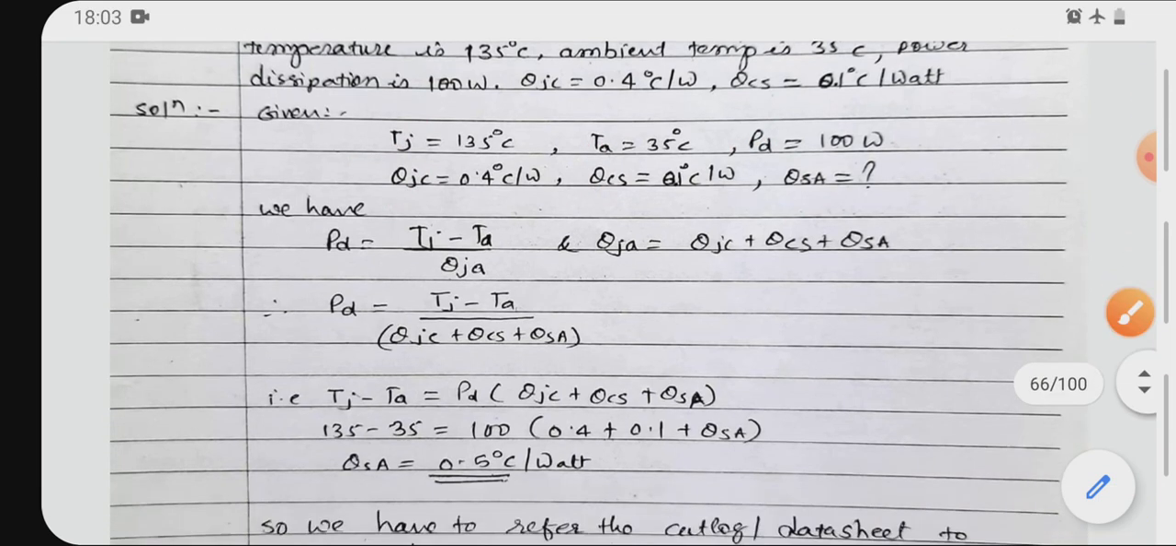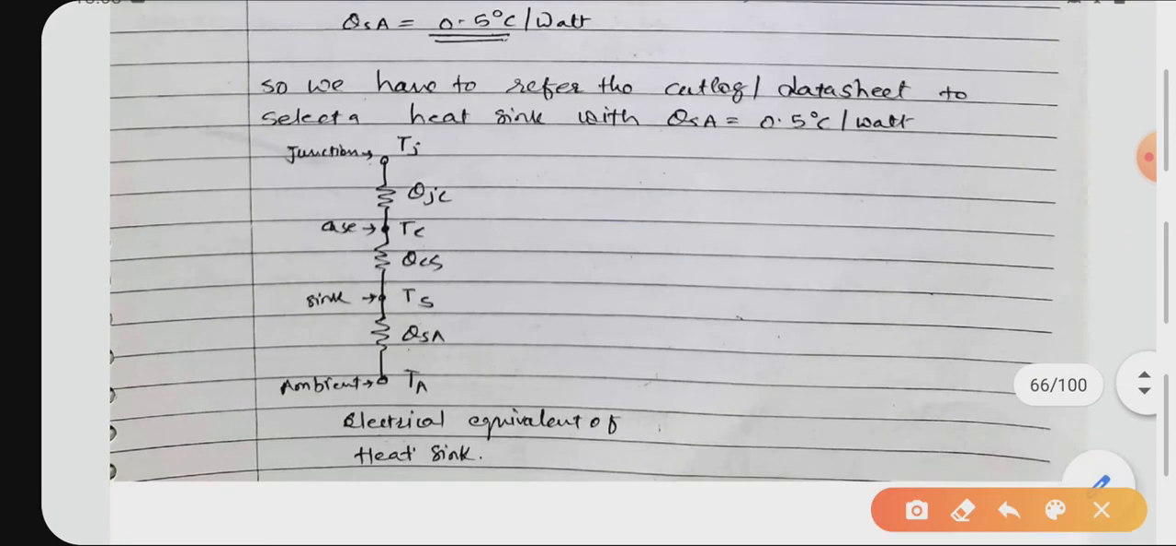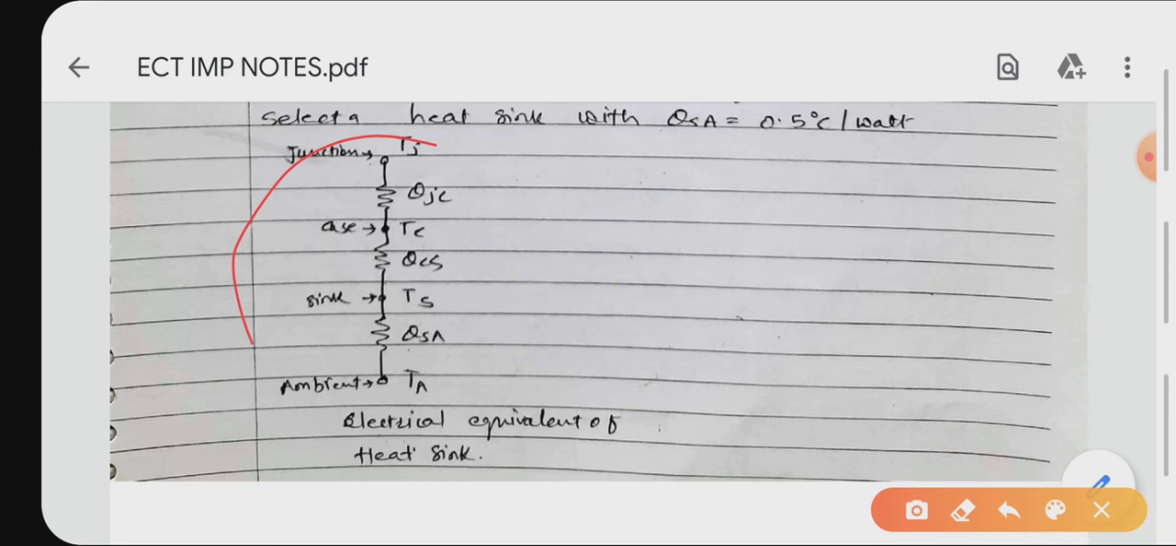Let us see one diagram. I will show you here. You can see this diagram. This is suppose junction here. So the junction temperature is denoted by Tj. This is temperature of the case denoted by Tc. This is temperature of sink denoted by Ts, and ambient temperature will be denoted by Ta.